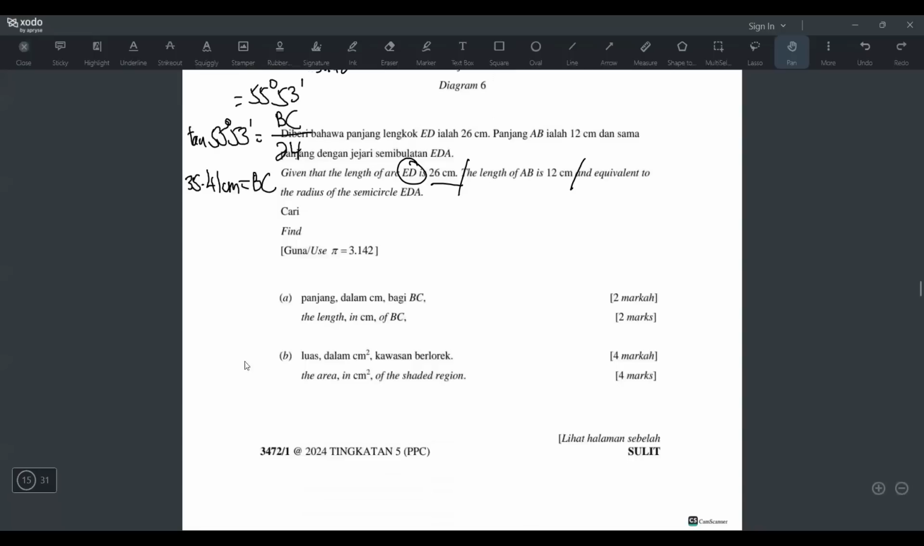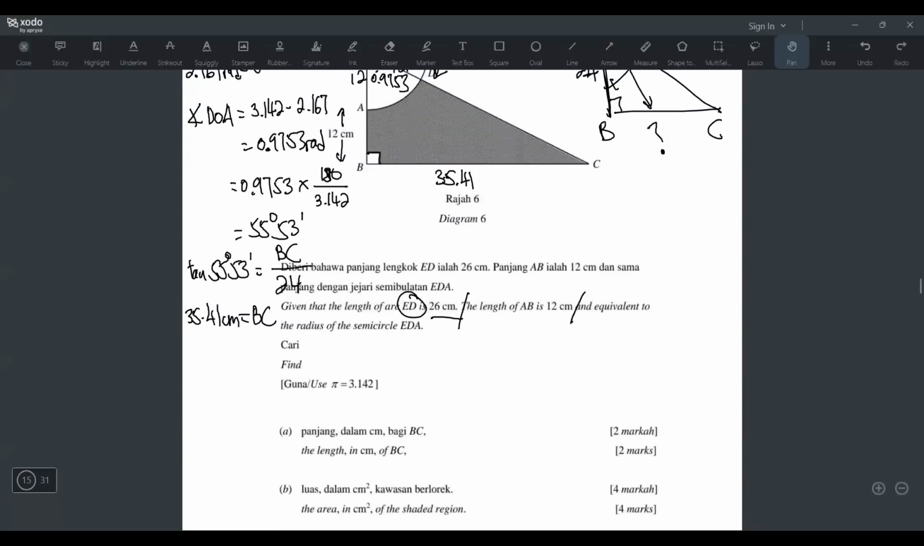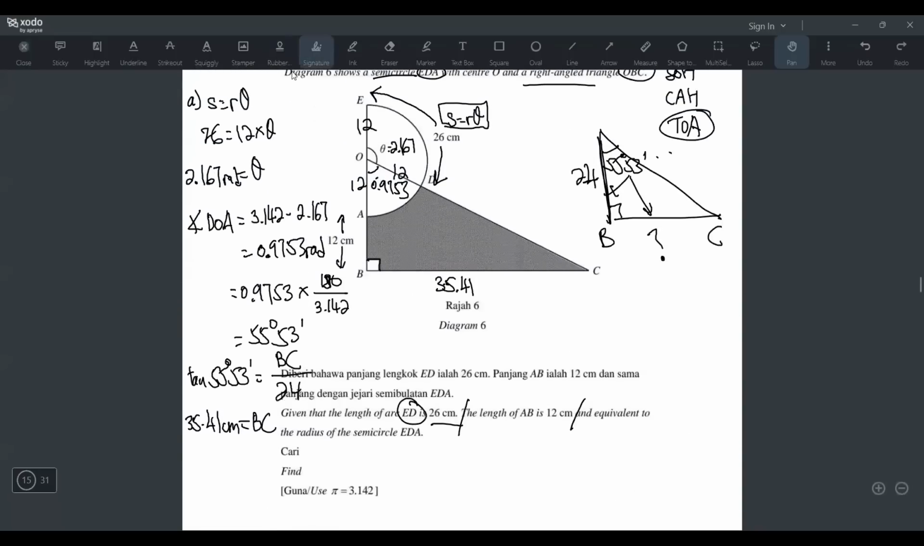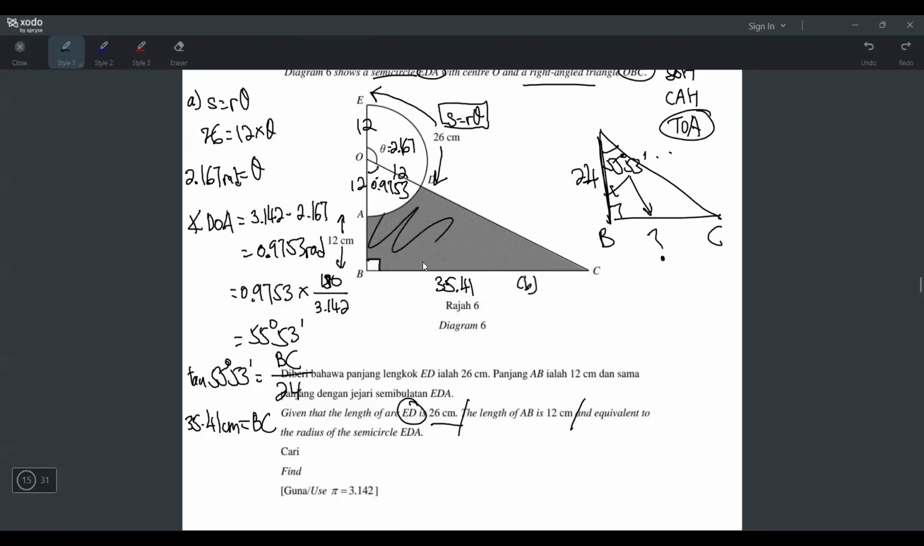Now we can do B. So yeah, B is the last part. Area of shaded region. Okay, I will do it up here. So how can I find the area of shaded region? This is the shaded region. So I think I can find the area of right angle triangle, right? And then minus with this area of sector lah, right? This one no need lah, this one just ignore, right? So can I find area of sector?